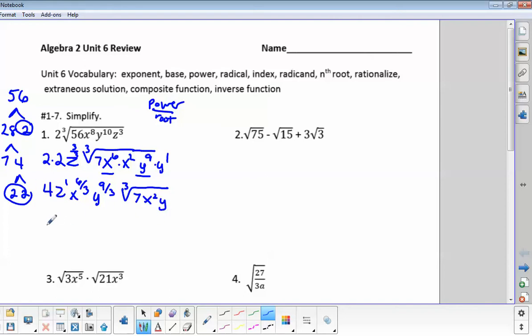And now let's see, I have a 4. z to the 1 is just z. 6 over 3 gives me x squared and 9 over 3 gives me y to the 3, and then I have this radical.